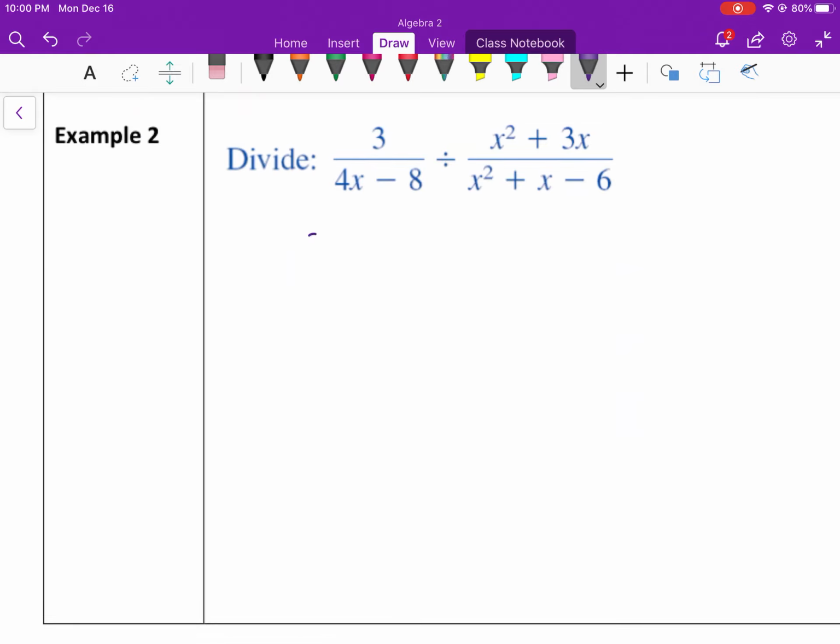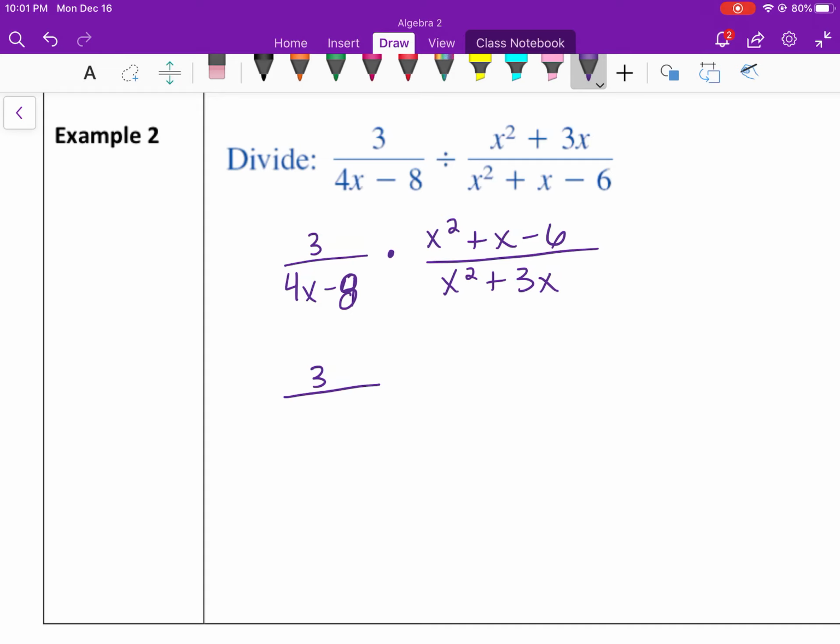Okay, so keep, change, flip. Keep the first one the same. Don't do anything to that. Change division to multiplication and flip the second fraction. So we're multiplying by the reciprocal. And now when you multiply, you just need to factor each section. So I can't factor the 3 and just make it one big fraction essentially.